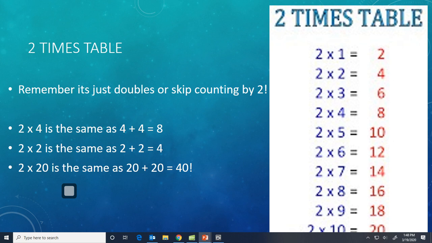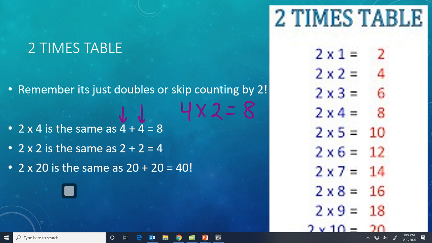The 2 times table. It's just doubles or skip counting by 2, which we have done so much work with. So for example, 2 times 4 is the same as saying 4 plus 4 is 8, because I have 2 4s, a 4 and a 4. Or another way to write this would be how we practiced yesterday. So I'm just going to erase this so you can see. And I'm going to say, so I have 4 in each group. And there are 2 groups. 4 times 2 equals 8. That's the same. If I flip 4 times 2 or 2 times 4, I'm always going to get the same answer. So don't let that confuse you, okay?